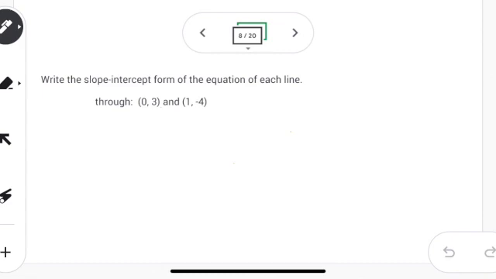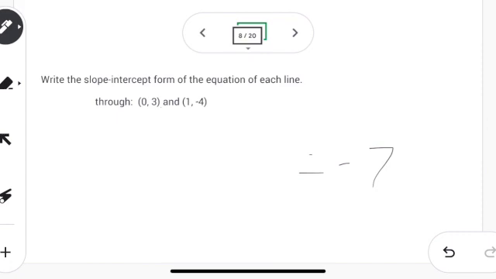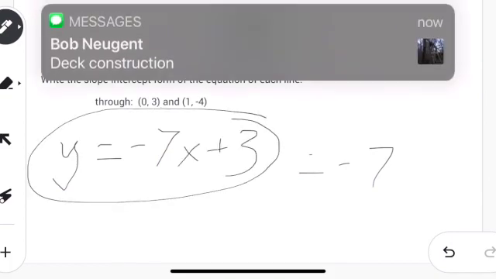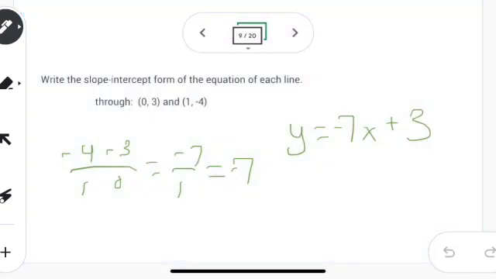This one's going to be similar. I just need to find my slope. So negative 4 minus 3 over 1 minus 0, minus 7 over 1, or negative 7. And then again, they gave us that 0, 3, which is giving us the y-intercept. So when I go to write the equation, it would just be y equals my slope of negative 7, x plus 3. And I have this one right there.